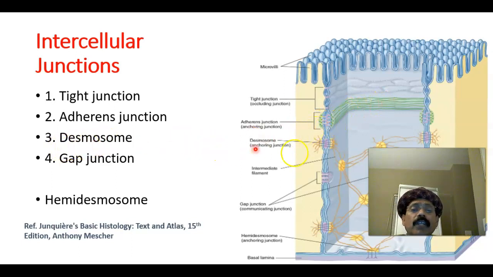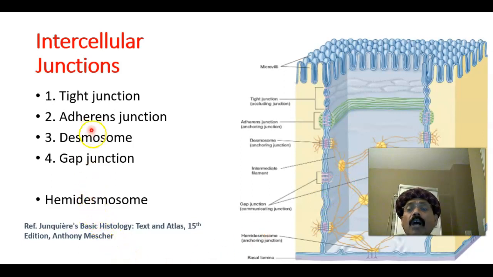Then we'll get the desmosome or macula adherens. We'll get intermediate filaments here. Okay, we have the gap junction here. Through a gap junction, ions may transfer from one epithelial cell to another epithelial cell, from this side to that side, and from that side to this side.